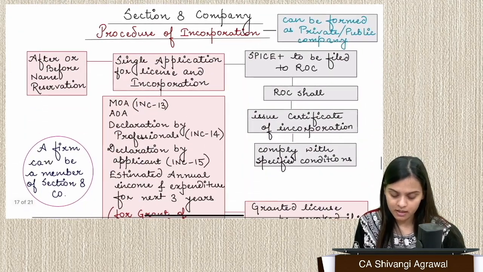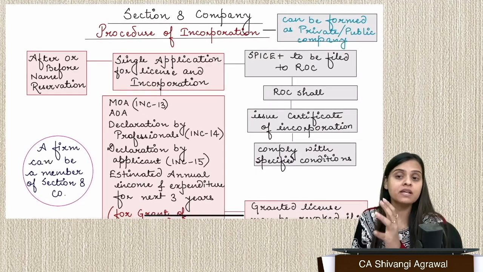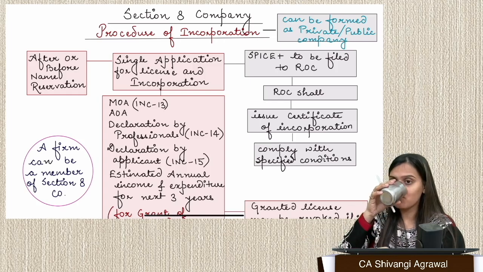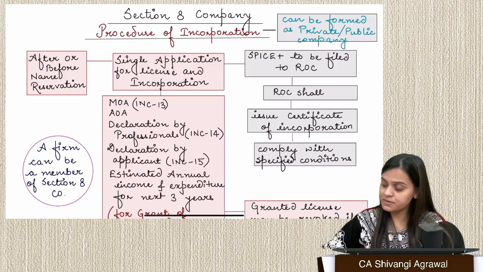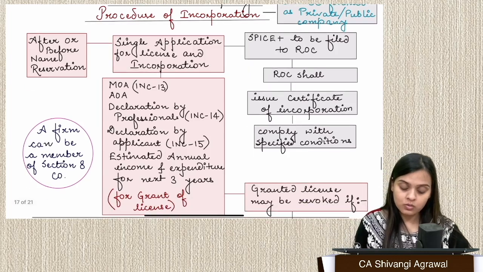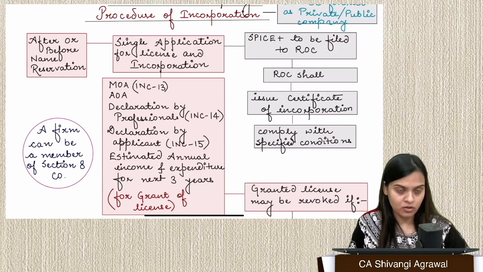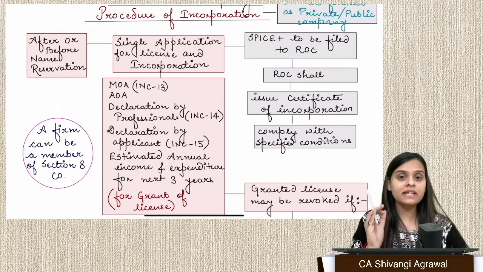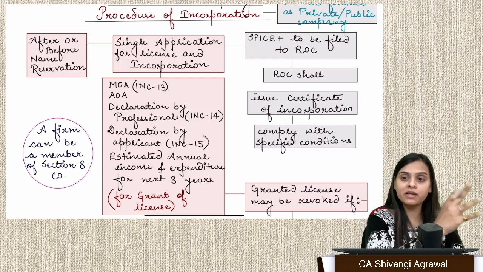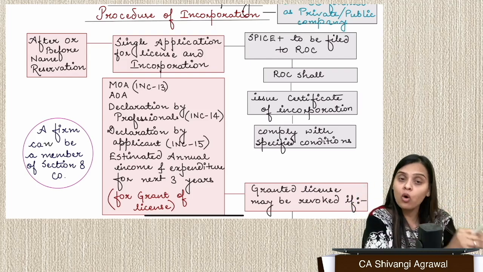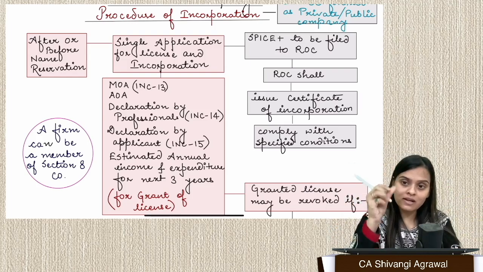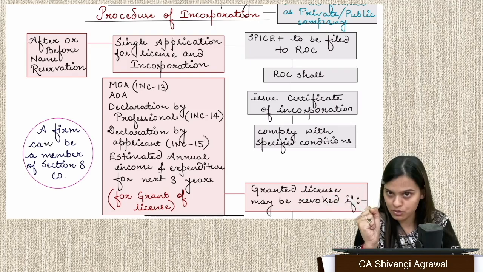Next comes your Section 8 company. Section 8 companies are the companies which are formed for charitable objects or charitable purposes. So how is this Section 8 company going to be incorporated? In the same manner. The only additional thing is that you also need to obtain a license, but you don't have to make a separate application for obtaining the license. The license can be obtained within SPICe+ only. So one single application for license and for incorporation.